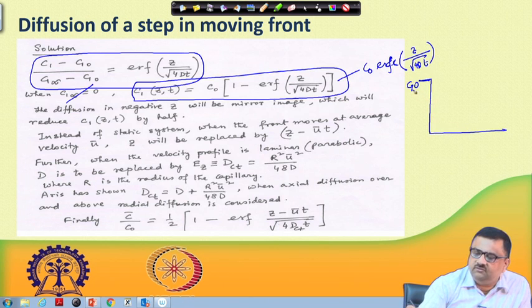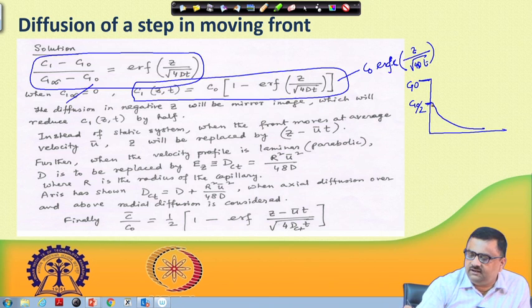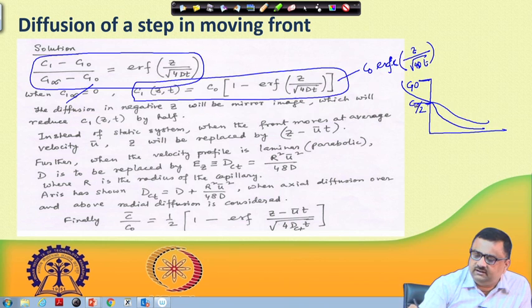Similarly, there would be a depletion. So we can assume that instead of C1 0, it is operating as C1 0 by 2. That means instead of this as the profile, we are looking at this as the profile and this as the mirror image of this profile. So this is something which we can work with.